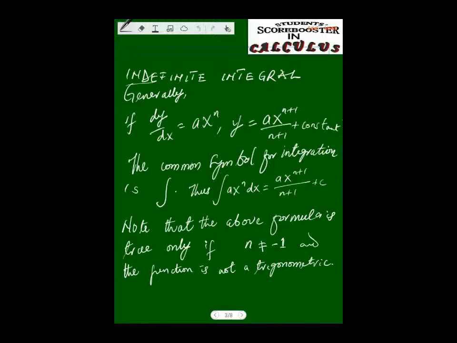Now, indefinite integral. Generally, I'm going to take it from differentiation. If dy dx is equal to ax raised to power n, this is differentiation. If you want to find y, then you say y is equal to ax raised to power n plus 1 over n plus 1. Please take note of this: whatever is the power will be the denominator, plus a constant. So this is differentiation and this is integration.